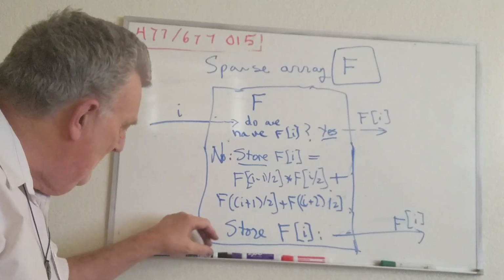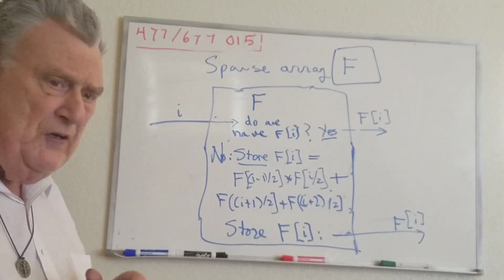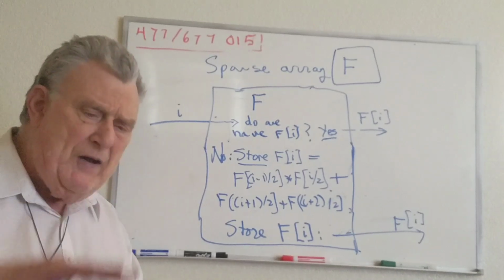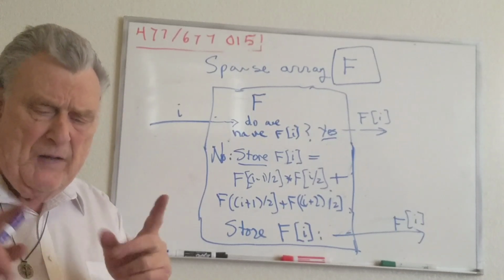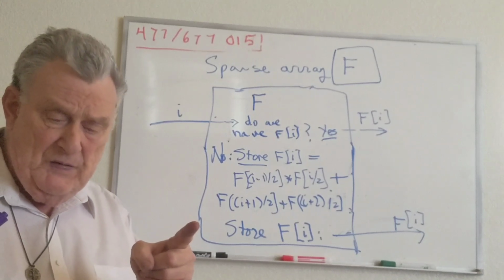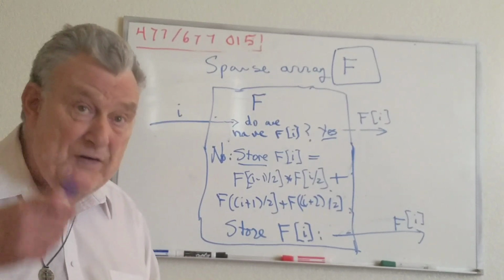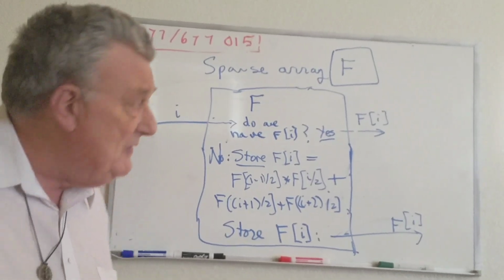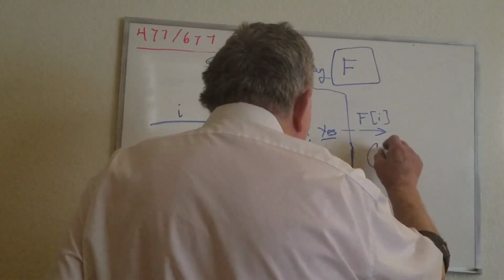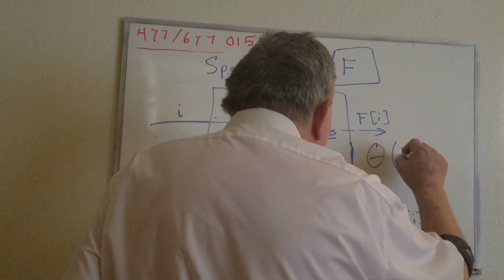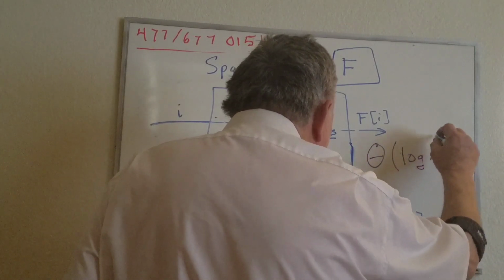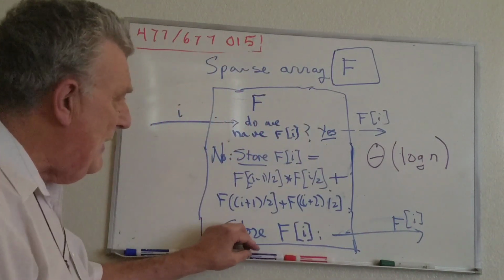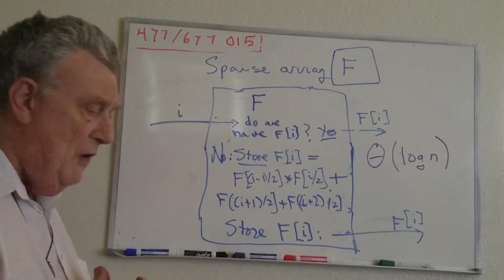Now, the question is, how many different values do you actually compute? Remember, there were a bunch of layers, and each layer had at most 4 values. And how many layers were there? It turns out the number of layers is O of log n. And so the time complexity is theta of log n. That is a gigantic savings over f of n, over O of n.